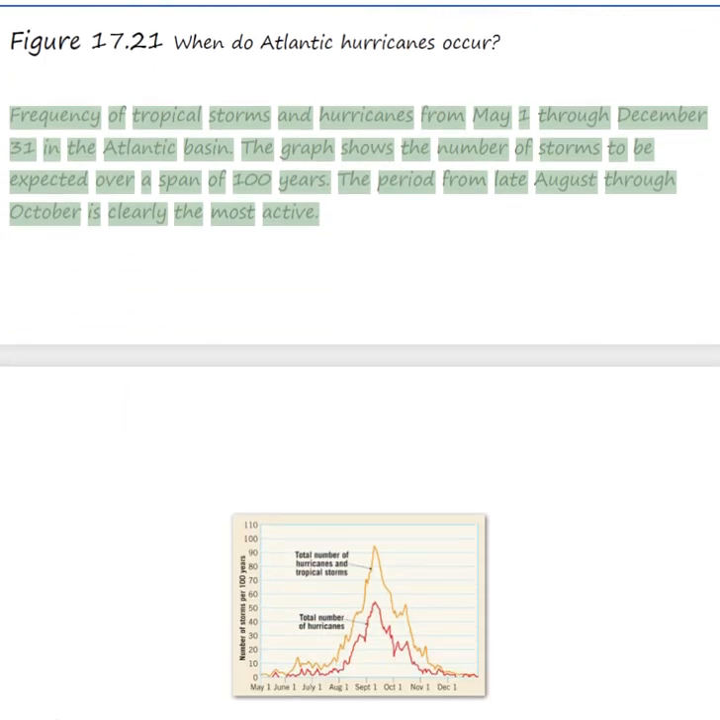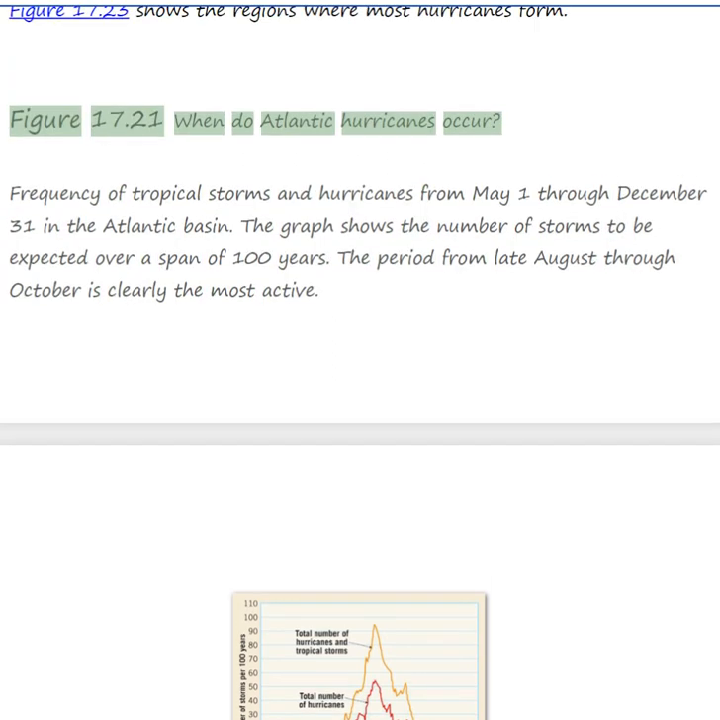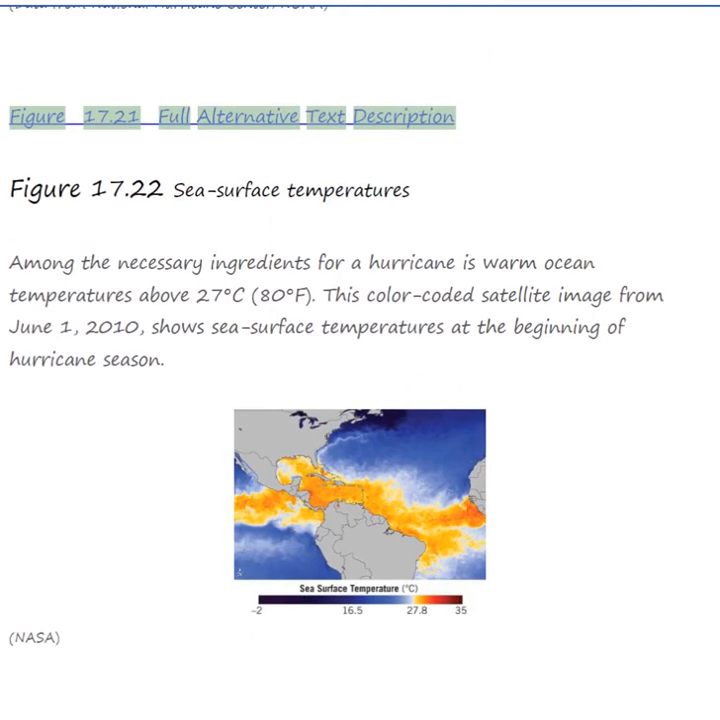Frequency of tropical storms and hurricanes from May 1 through December 31 in the Atlantic Basin. The graph shows the number of storms to be expected over a span of 100 years. The period from late August through October is clearly the most active. Figure 17.21 When do Atlantic hurricanes occur? Figure 17.21 Full alternative text description.